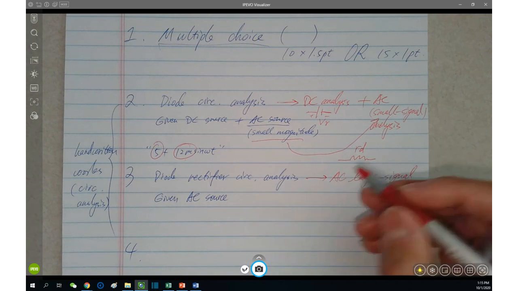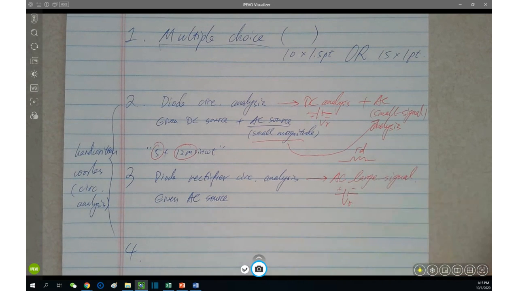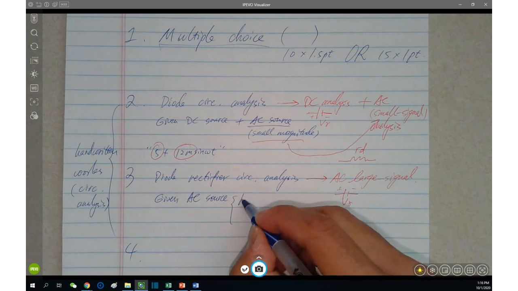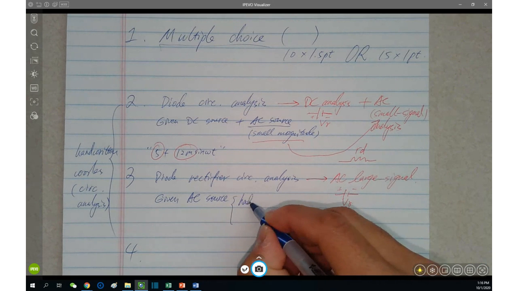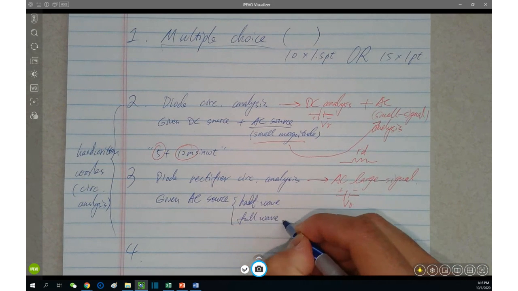Very good. And we have notes you should check. I summarized the 3 different models on one page. You should have this note. And even the AC source, of course, we learned 2 types. One is half wave, another is full wave.